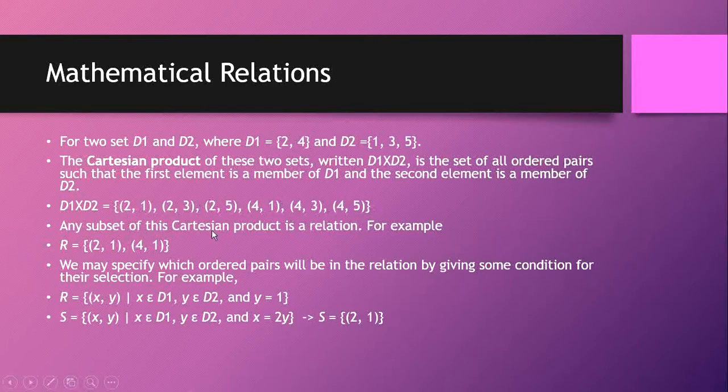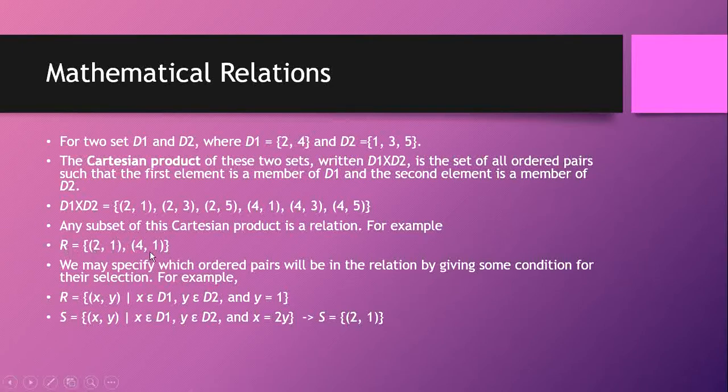Now any subset of this Cartesian product is a relation. We can take any subset from this product and that subset is called a relation. For example, here we have taken (2,1) and (4,1). These are a subset of this product and it becomes a relation. We may specify which ordered pairs will be in the relation by giving some conditions. So we can make relations based on some conditions as well.